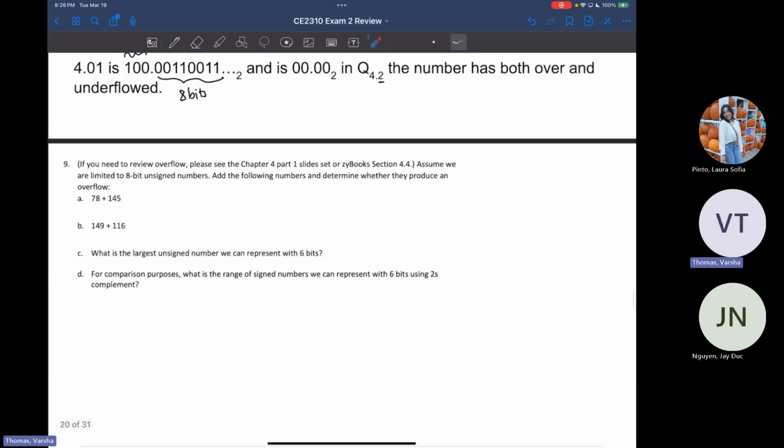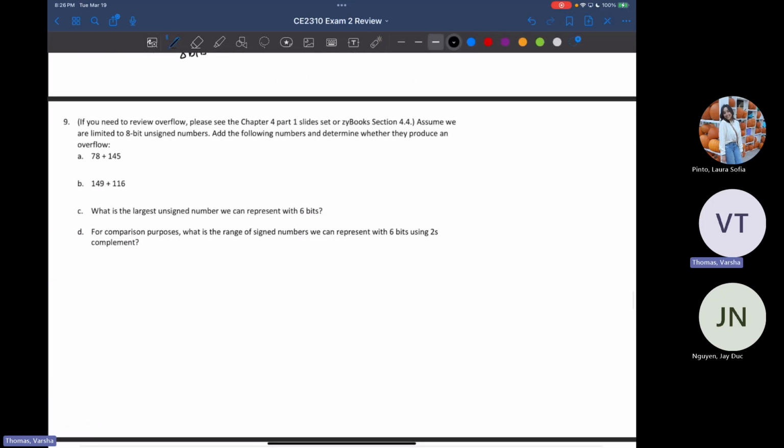Questions? Okay. So we'll just go over these examples really quickly. In this question, you are told that you have 8-bit unsigned numbers, and you have to determine whether these numbers will produce an overflow. Generally, you could just add these numbers up with decimal values, and you should be able to say whether it overflows or not.